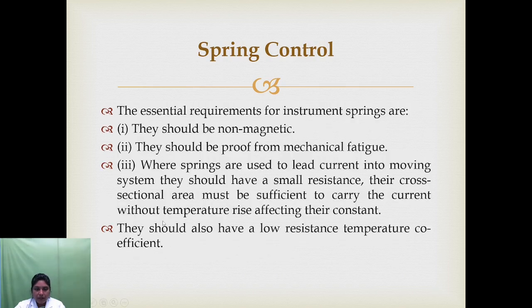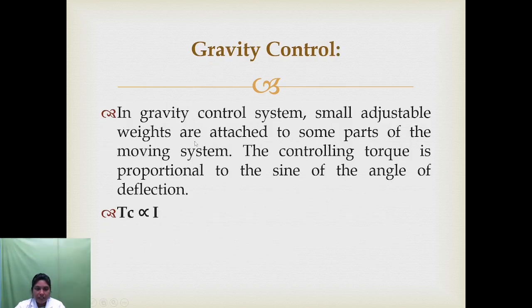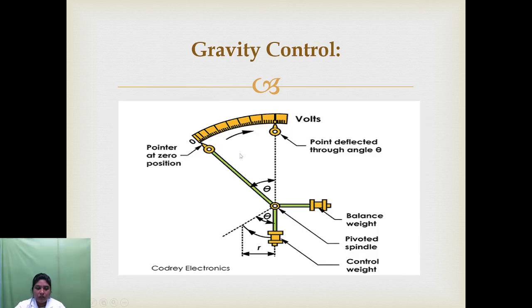So this is spring control, and next comes gravity control. This is the diagram. In the diagram of gravity control, we are using two control weights. Here is the pointer, fixed to an arm, and here we attach the balance weight and the control weight. Using gravity, we can control the instrument. So this control is done by gravitational force.